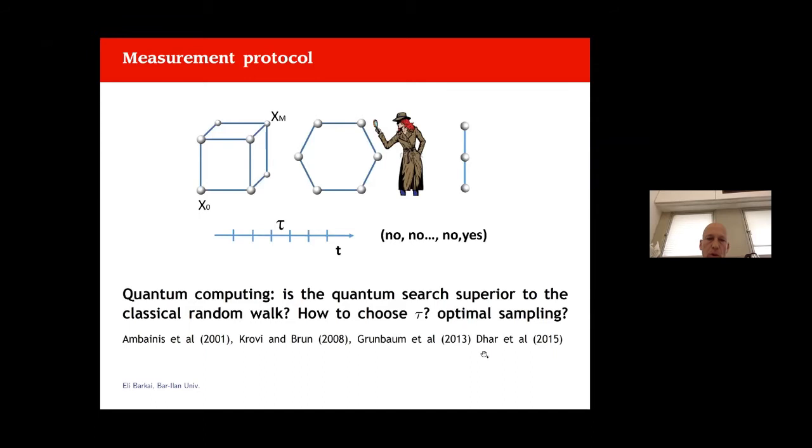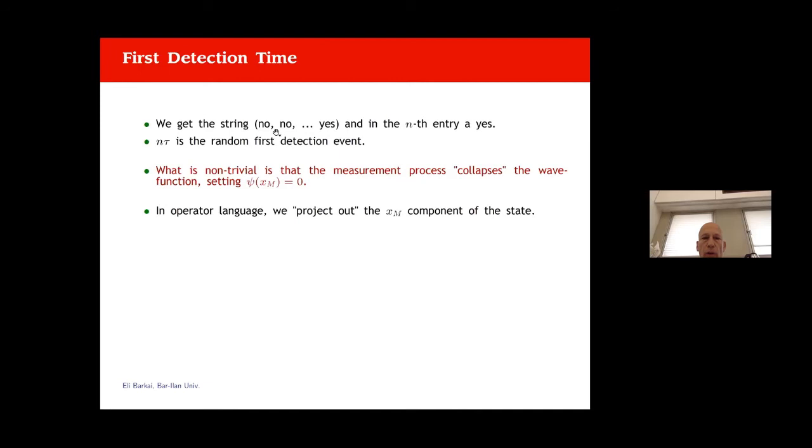So here I'll just focus on some basic things. So again, we get a string of no, no, no, and eventually a yes in the nth entry, and n times tau is the random first detection event. And what is non-trivial is that the measurement process collapses the wave function, sets on the node that we are detecting the wave function to be zero after each measurement.